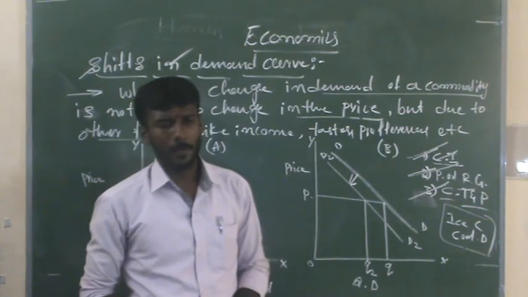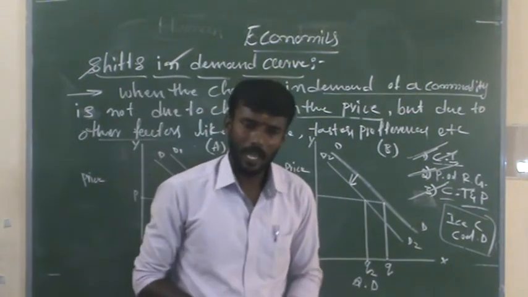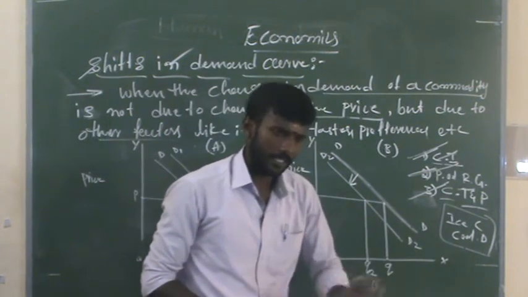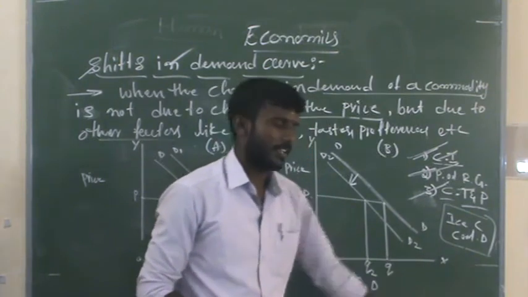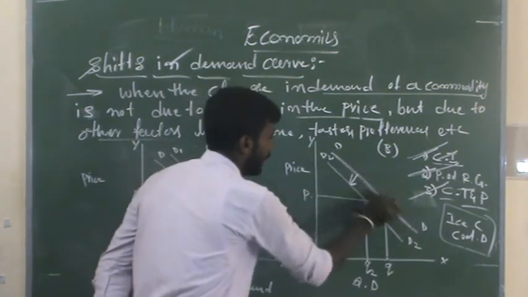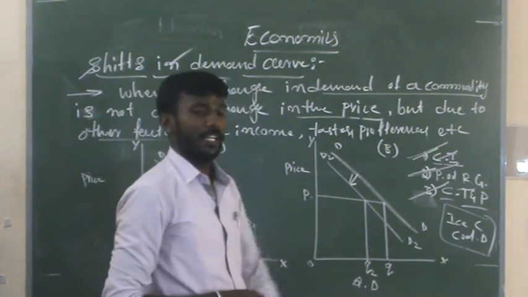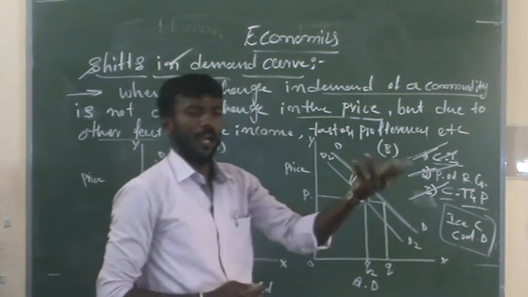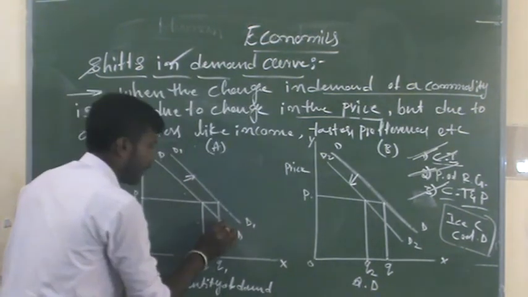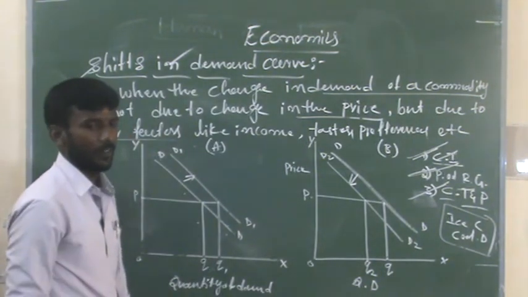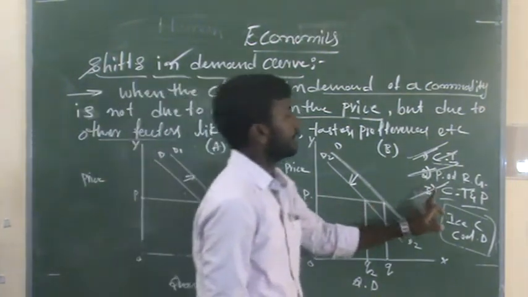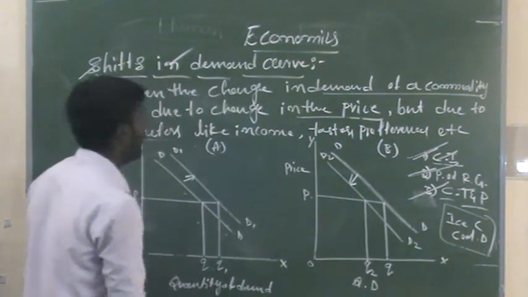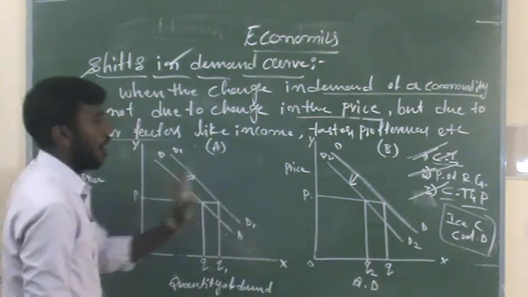In the winter season, are cool drinks and ice creams favorable or unfavorable? Unfavorable. So the demand for these goods will go down, it decreases, and the demand curve shifts from DD to D2. In the summer season, the demand for cool drinks and ice creams will be high, and the demand curve shifts from DD to D1. Like that, any change in consumer taste and preferences leads to a shift in the demand curve, rightwards or leftwards.